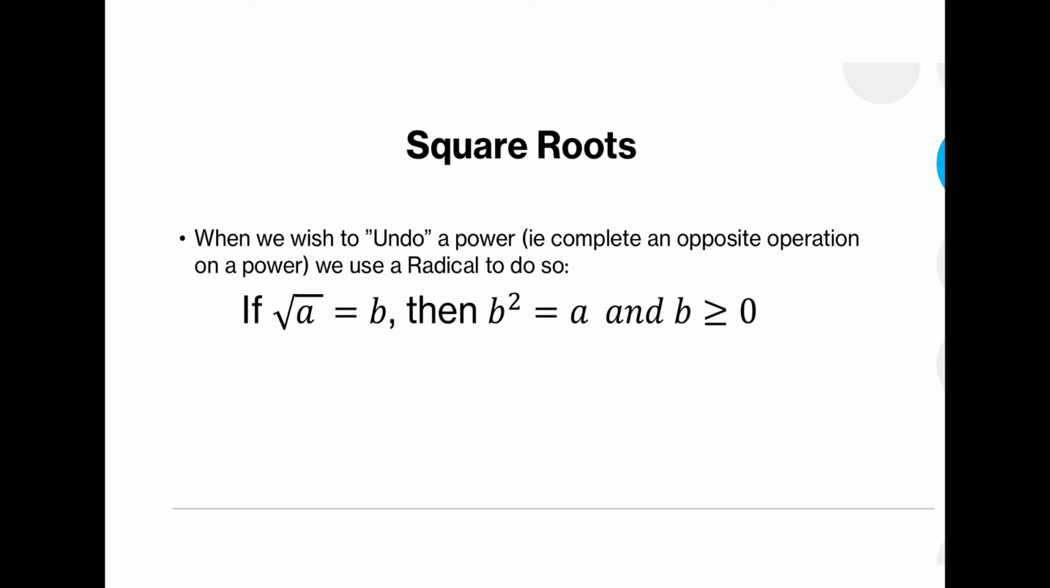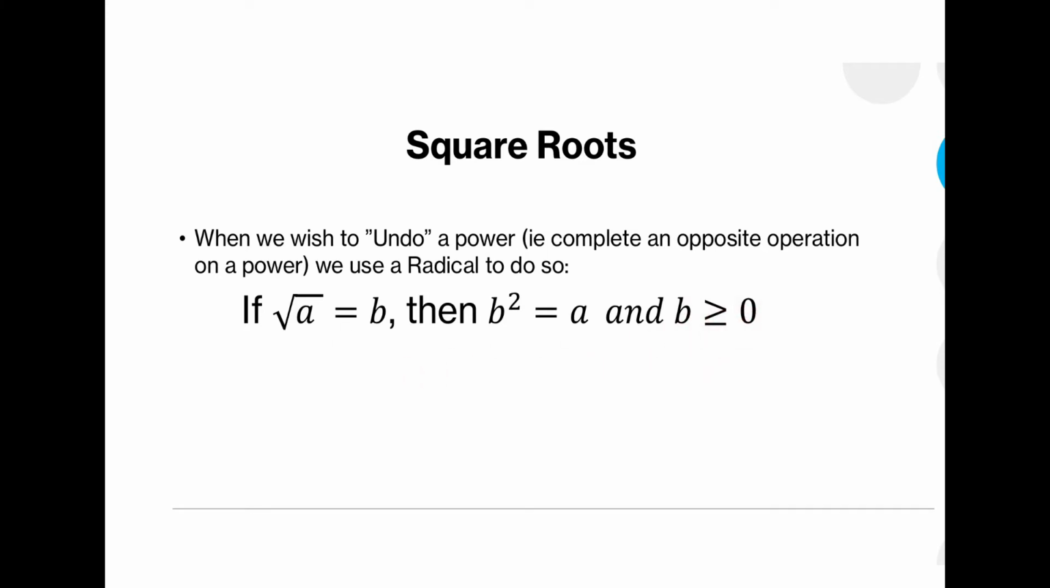And we define the idea of a square root this way: if the square root of a is equal to some number b, so we take the square root of a number, say 25, and we get 5, then that number squared will also equal a, the number before it was square rooted. So 5 squared would equal 25, and b would be a positive number.